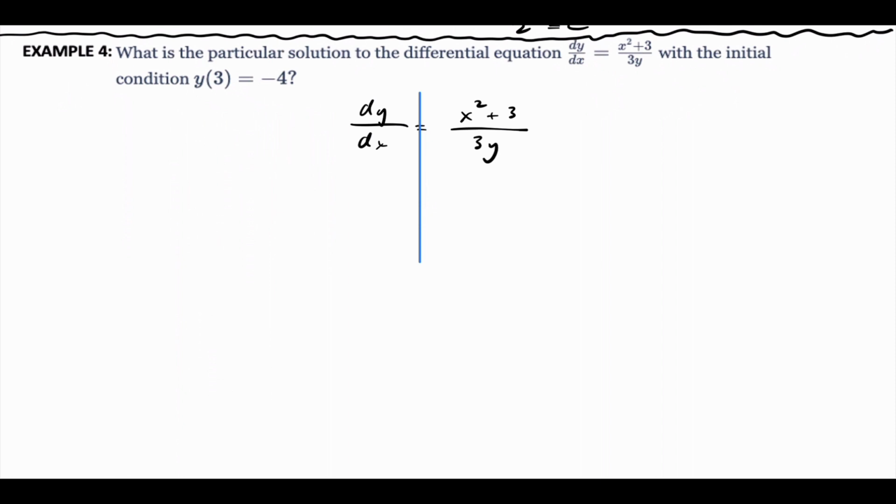Everything with a y needs to come to the left. So let's take a look at this. This guy is already on the left. This guy needs to come left. Everything with an x needs to move over. That needs to move over. So to move dx, I'm going to multiply both sides by dx. X squared plus 3 divided by 3y times dx.